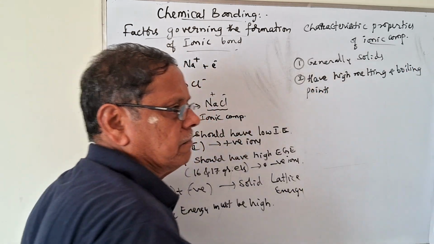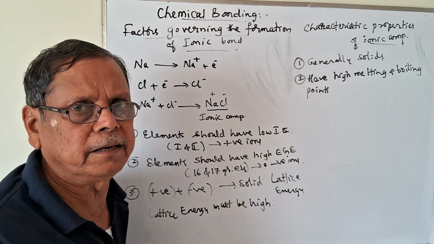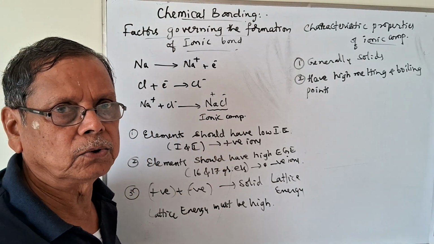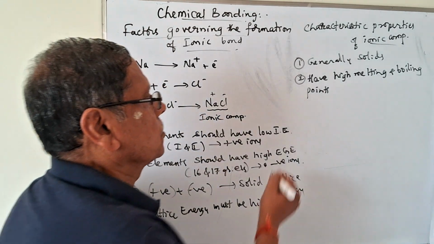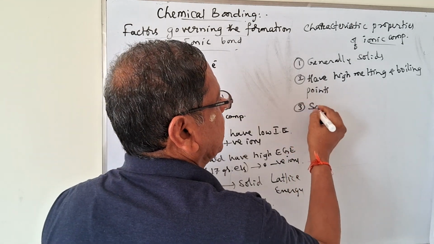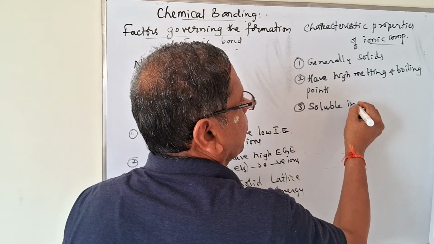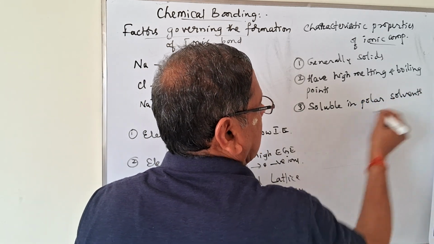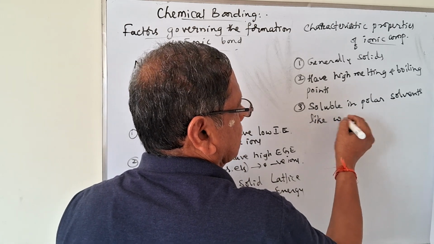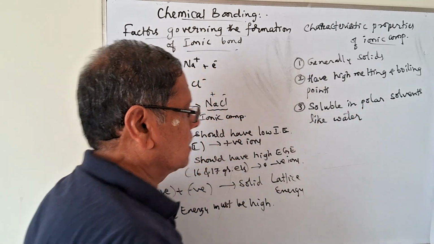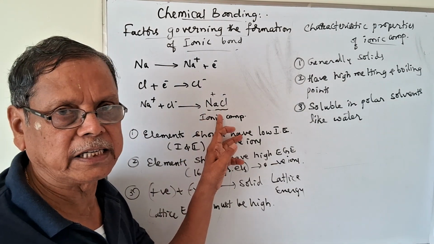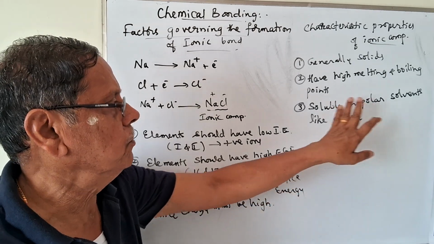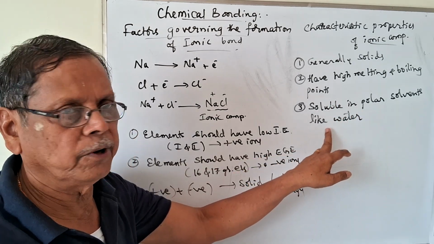For example, these ionic compounds have melting points and boiling points of some hundreds of degrees. Sodium chloride has a melting point of more than 200. They are usually soluble in polar solvents like water, because of the ions that are present in the solid state. They are attracted by the negative pole and positive pole of the solvent, and hence they are usually soluble in polar solvents.